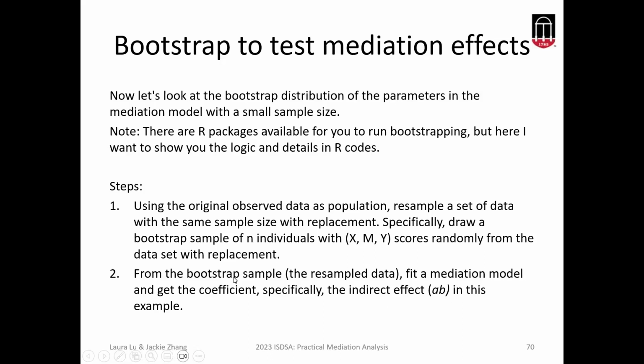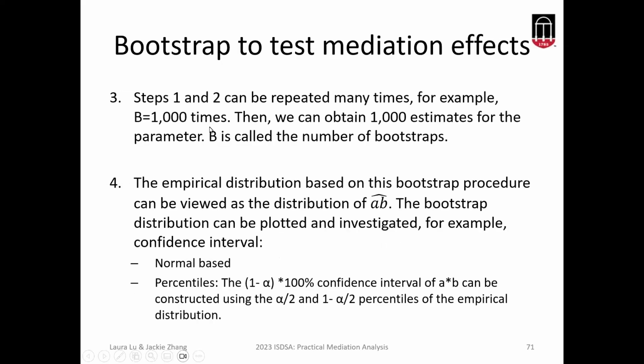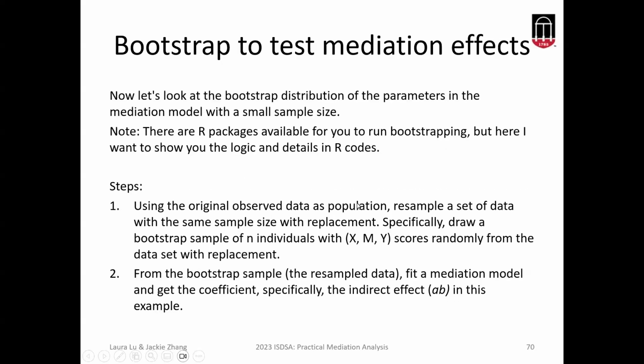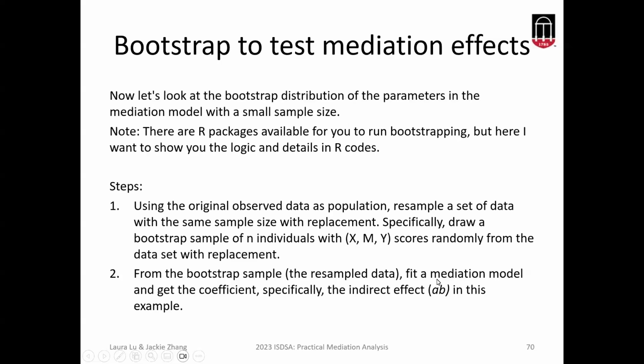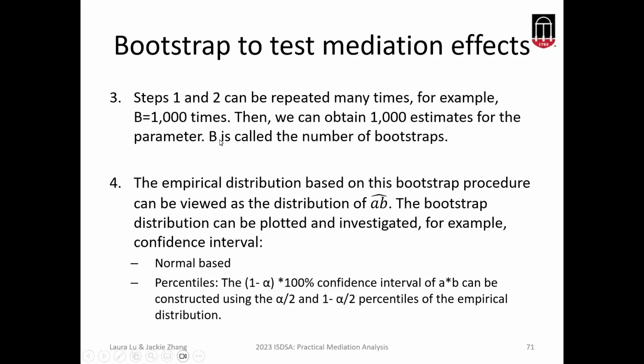We run a mediation model and then get the coefficient of A times B. So the indirect effect will be obtained from each bootstrapping sample. The number of bootstrap samples could be large, 1,000 or 2,000 samples. So finally, we repeat these two steps many times, and then we have the distribution of the indirect effect. The really large number, B, is called the number of bootstraps.